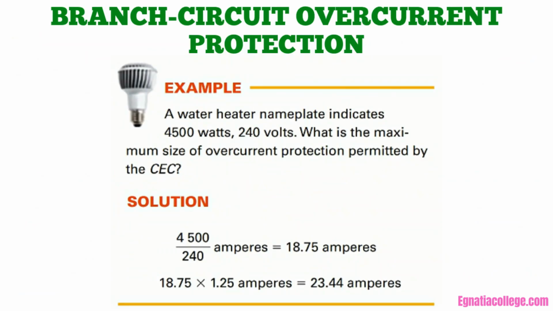Branch circuit overcurrent protection. The rating or setting of overcurrent devices shall not exceed the allowable ampacity of the conductors they protect, Rule 14-104. Therefore, the CEC permits the use of a minimum 25 ampere fuse or circuit breaker, Table 13. If the calculated ampacity of an overcurrent device is not a standard value, the next larger standard size must be used. Here, in this example, you can see the calculations.